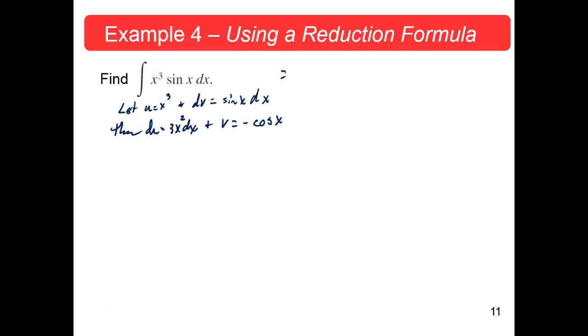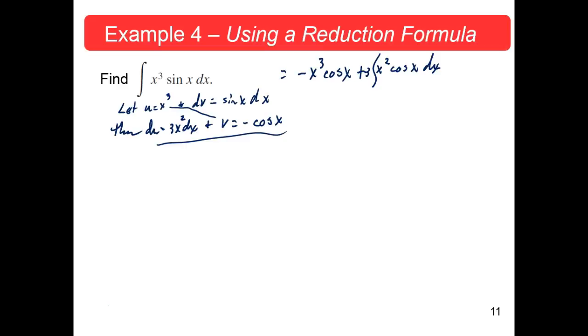Integration by parts says to take the u times v, which is minus x cubed cosine x, and then subtract from that the bottom line here, the integral of that. Well, the minus is going to make that a plus, and this will be a 3x squared cosine x dx, right? Everybody agree or not?